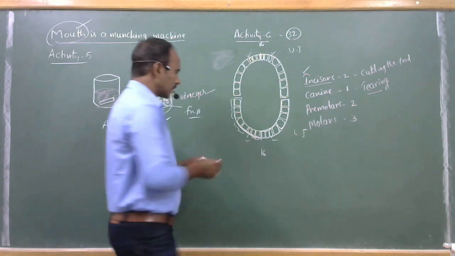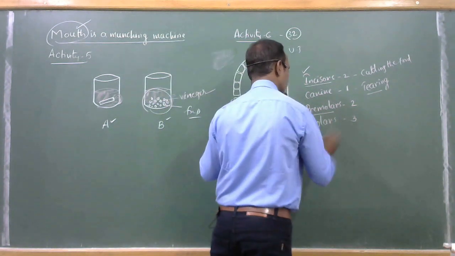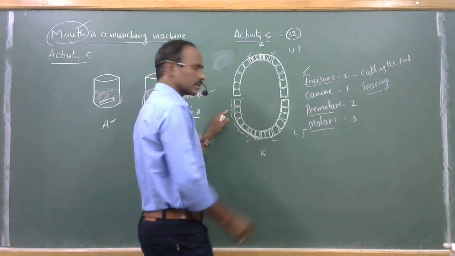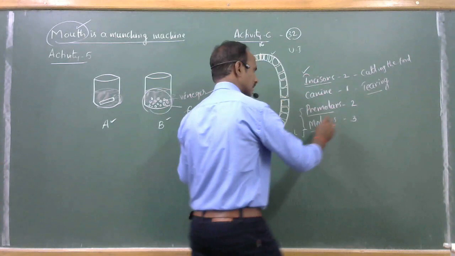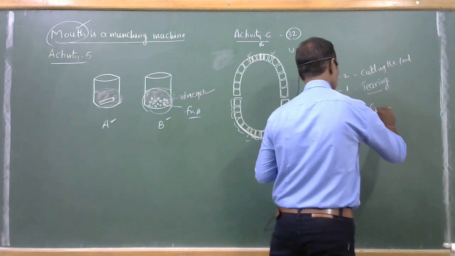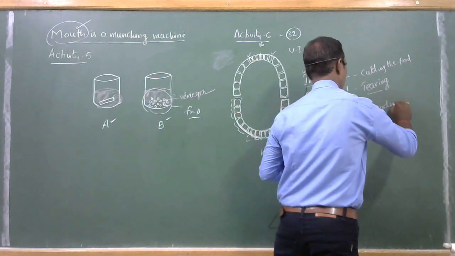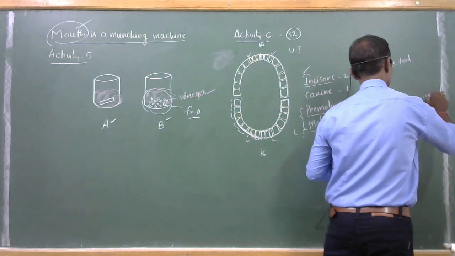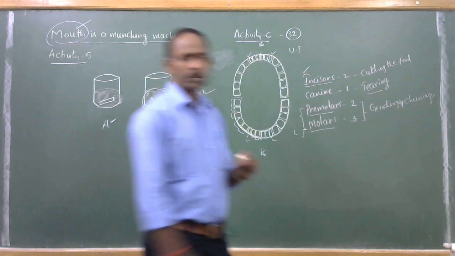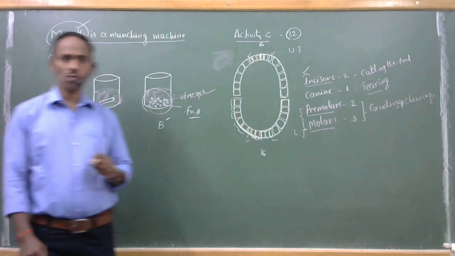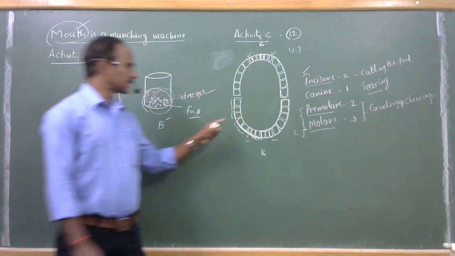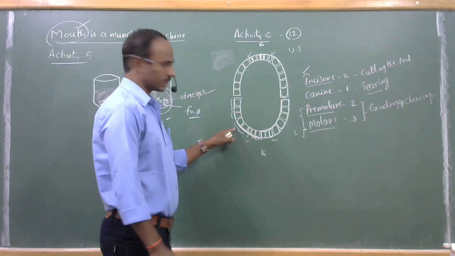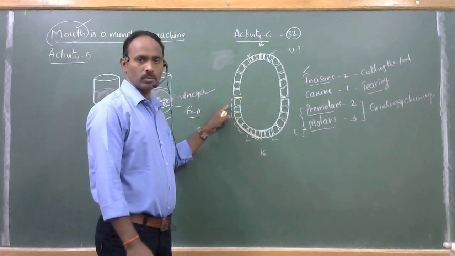The next two are called premolars, and the last three are called molars. Premolars and molars are called the grinding teeth. Grinding and chewing. Mostly the food material is thoroughly masticated. This kind of mechanism is done by the last two categories of teeth, respectively premolars and molars.